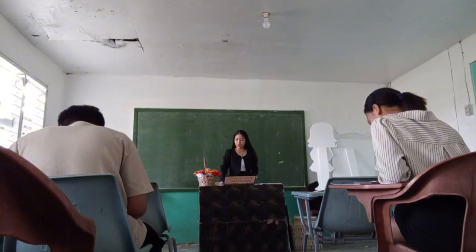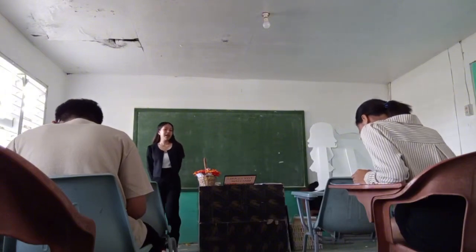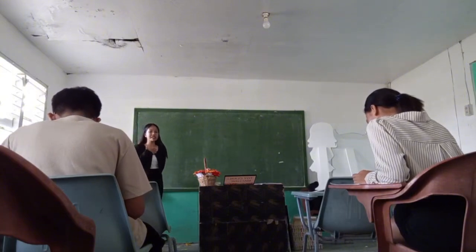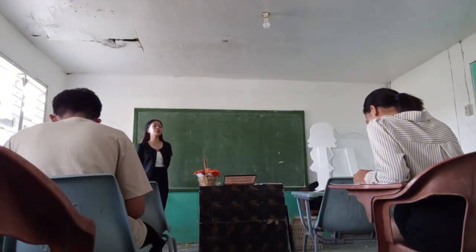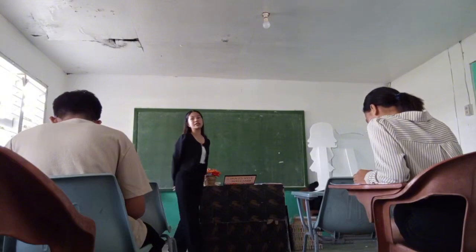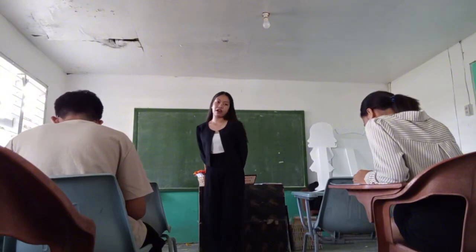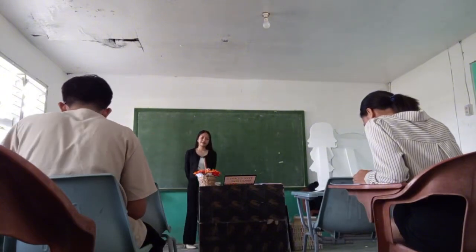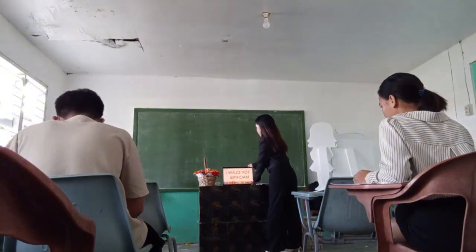So before we proceed to our new lesson, let us have first a recap. Last meeting, we tackled the effects of changing the values of a, h, and k in the equation y equals a times the quantity x minus h squared plus k on a quadratic function and its graph. Now, are you familiar with the claw machine? Yes, ma'am.